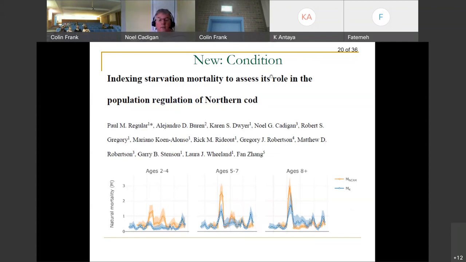So Paul and I had this paper just accepted last week, or the week before, on how we can get some sense of how M may be changing over time based on condition information. This is a comparison figure: the orange lines and confidence intervals are NCAM's average M for various ages, and the blue lines are indices of M that Paul computes based on condition information.